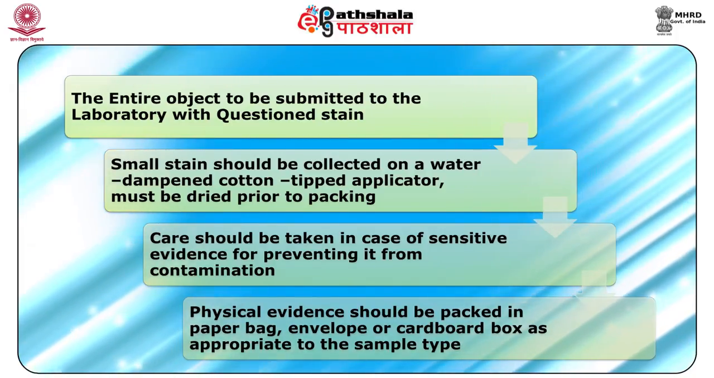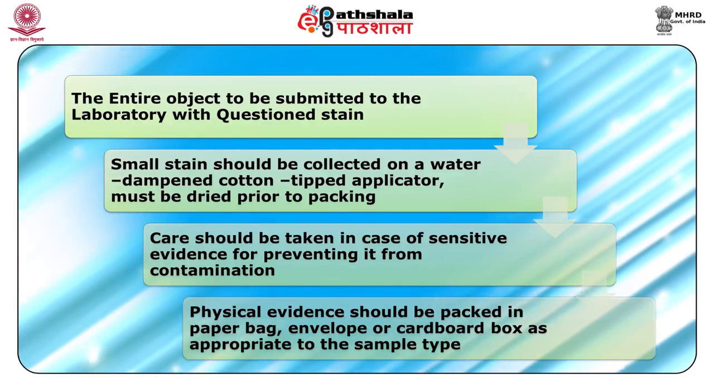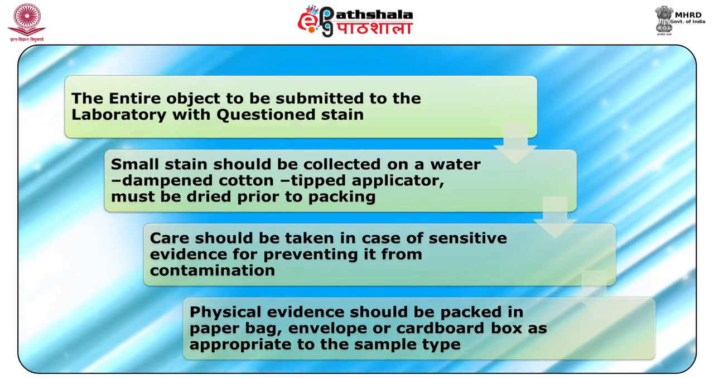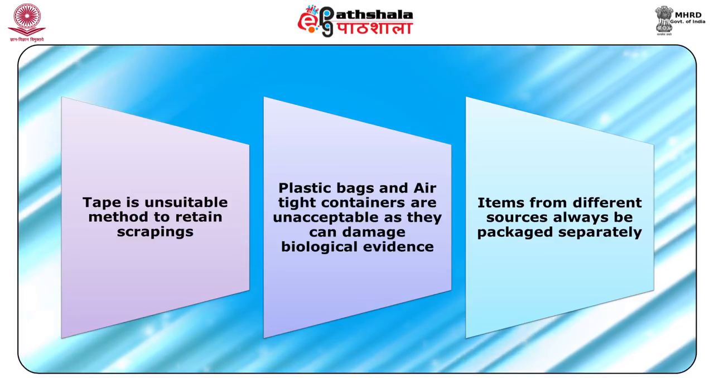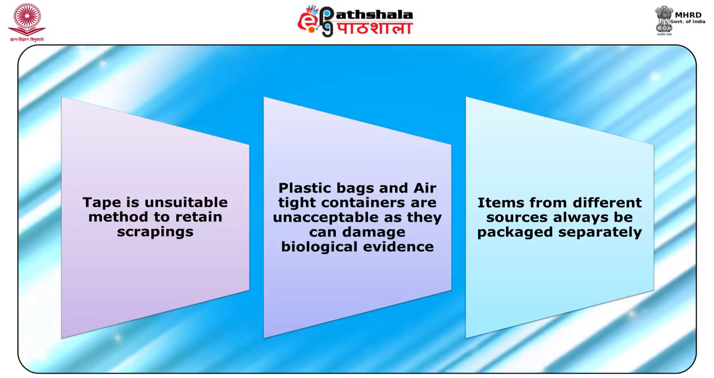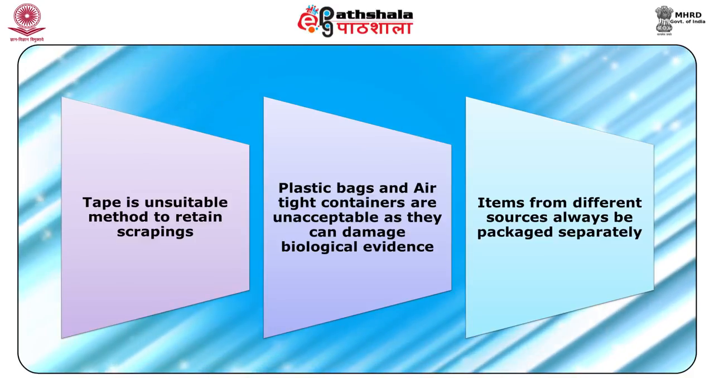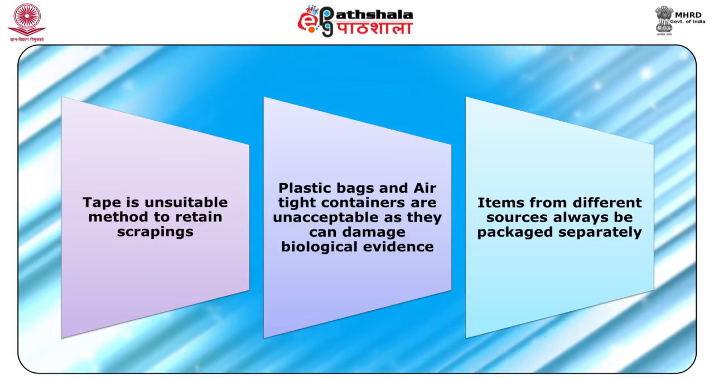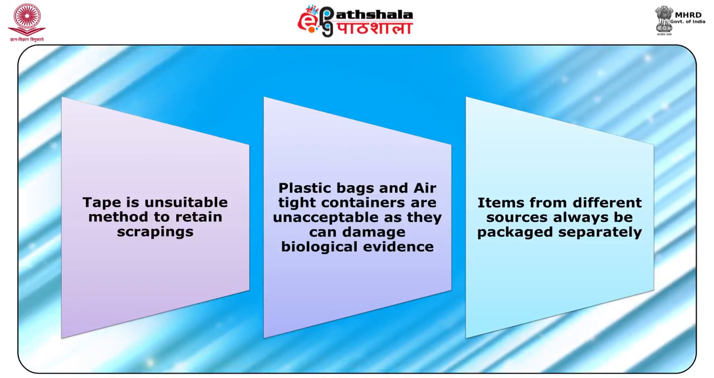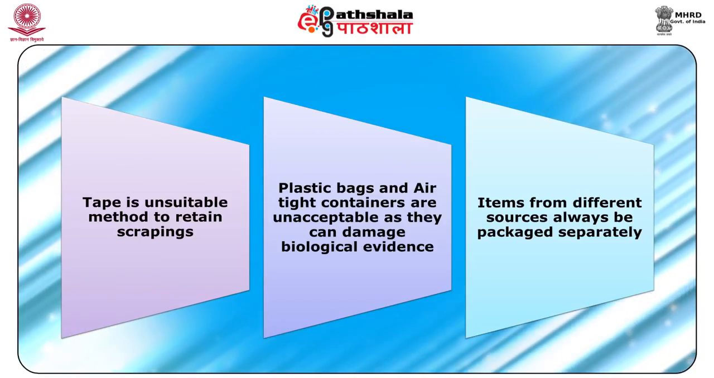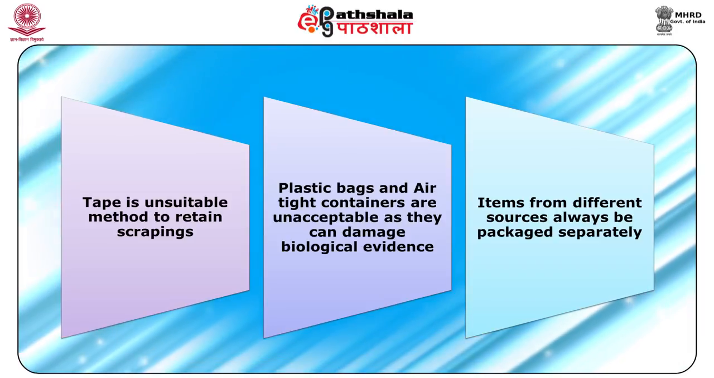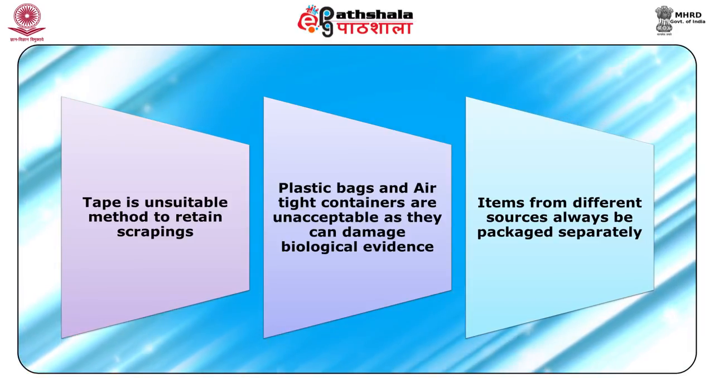This includes wearing gloves and masks, and refraining from sneezing or coughing on the sample. Physical evidences for serological and DNA analysis should be packed in paper, paper bags, envelopes, or cardboard boxes as appropriate to the sample type. For example, blood scrapings should be enclosed in folded paper packets which are capable of containing the evidence without loss. Envelopes, paper bags, and pill boxes do not provide a suitable enclosure because scrapings can leak out at seams or openings. Tape is also an unsuitable method to retain scrapings.